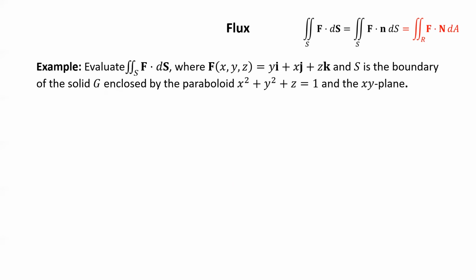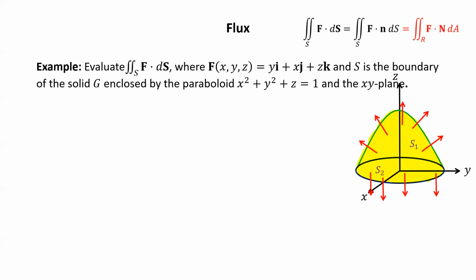One more example. Evaluate the flux integral of F dot dS, where F of x, y, z equals y i plus x j plus z k, and S is the boundary of the solid G enclosed by the paraboloid x squared plus y squared plus z equals 1 and the xy plane. Once again, pause the video, try this example yourself, and then resume the video to check your answer with mine.